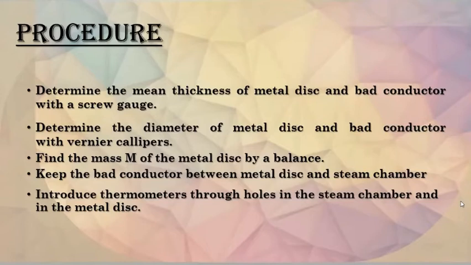So now I'm going to explain you the procedure of this experiment. First we have to determine mean thickness of metal disc and bad conductor with screw gauge. Then we have to find the diameter of metal disc and bad conductor with vernier caliper. After that, find the mass of metal disc by a balance. After knowing the mass, place bad conductor between metal disc and steam chamber and introduce thermometers through holes in the steam chamber and metal disc.